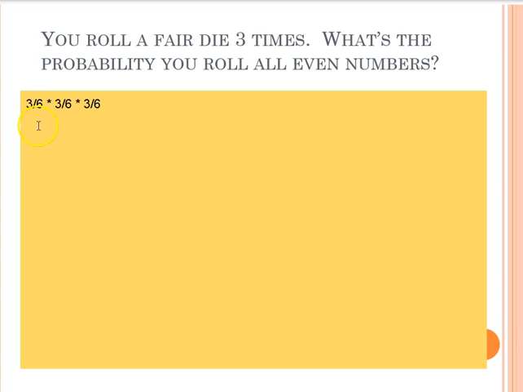So the probability that you roll an even number is 3 out of 6 because there are 3 possible ways that you can get an even number with a die roll, a 2, a 4, or a 6. And there are 6 possible outcomes on a die. Here I've represented the 3 different outcomes, and again I'm multiplying them together because I'm looking at the probability that I roll an even number on the first one, and the second, and the third, and that's why I multiply them together. So when I calculate this out, it's going to be 0.125 is the answer to this question.